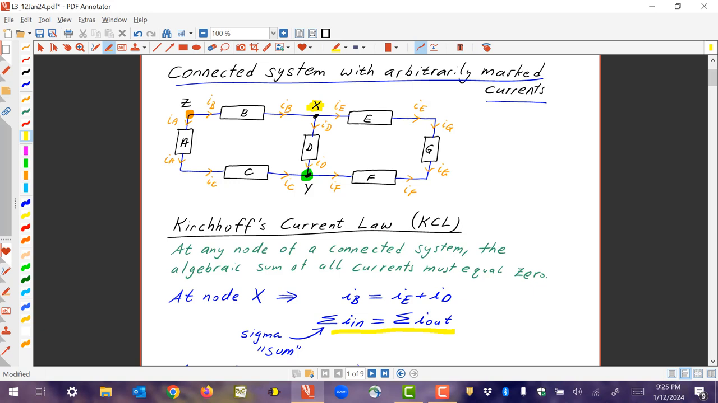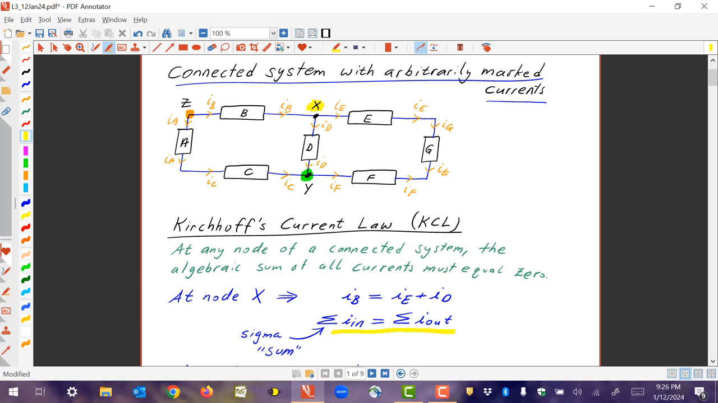So if you apply KCL at node X, you say IB is equal to IE plus ID. Now, we're not saying anything about the numerical value of IB, IE, ID. But if we do have numerical values of IB, IE, ID, they could be positive, they could be negative, we don't know, but they must satisfy that equation. Whatever numbers you calculate, they better balance that equation. If not, something is wrong because you're violating a flow law, basically. It's a flow equation, and they're not balanced.